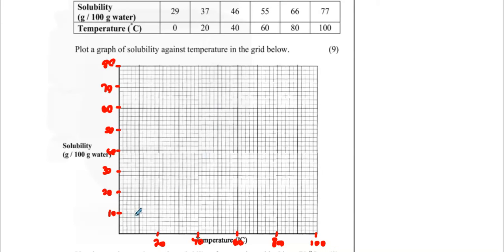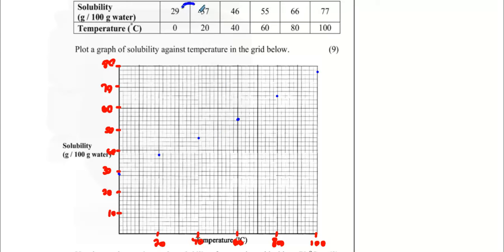Time to plot the graphs. So 0 and 29, just underneath the 30 mark. 20 and 37, so just underneath the 38 mark. 40 and 46, which is 3 blocks above that. And then 60 and 55, which is halfway between 50 and 60. 80 and 66, which is 3 small blocks above the 60 mark, and then 100 and 77, which is around there. This one actually looks pretty close to being straight.